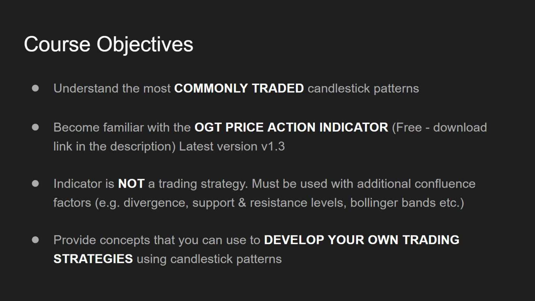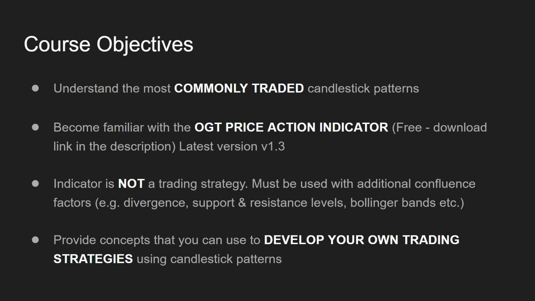And I just want to stress this enough: the OGT Price Action Indicator, as well as any indicator, is not a full trading strategy, and you must use it with additional confluence factors like divergence, which you know I'm big on, support and resistance using round numbers, Bollinger Bands, RSI overbought and oversold levels, all that kind of good stuff to build a trading story. When we go through the examples throughout this series, I'm going to start pulling in some of these elements to show why I like the signal, not only based on the candlestick pattern itself, but where it prints on the chart, and that's really important.